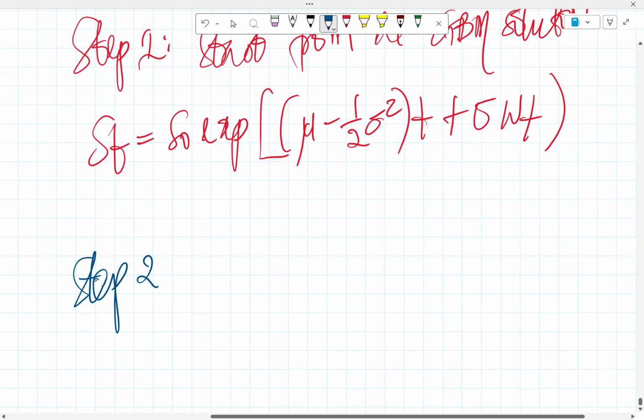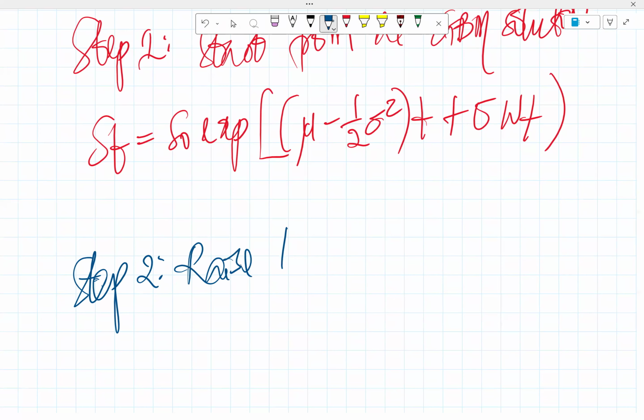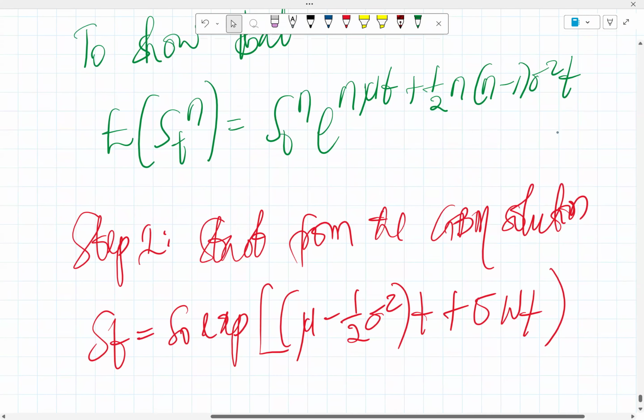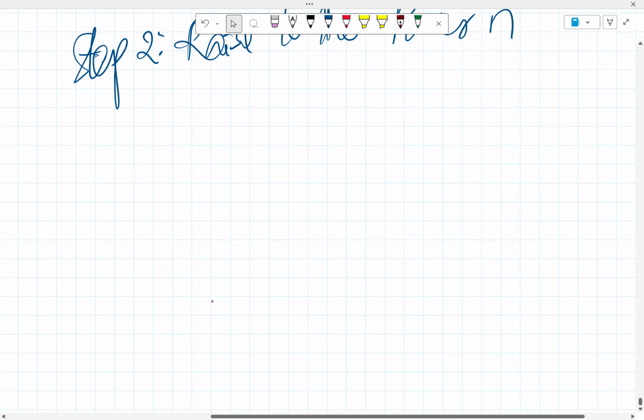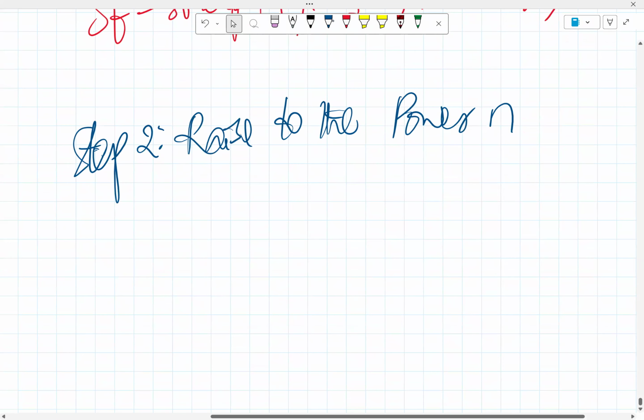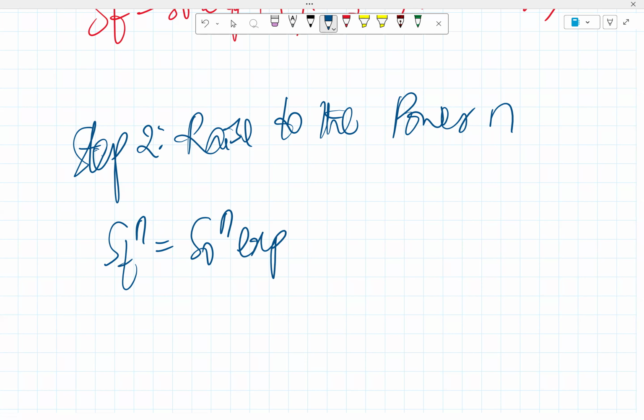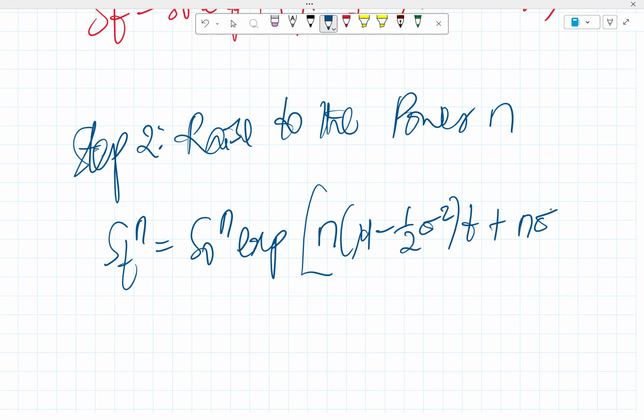In step two, we raise to the power of n. Why are we raising to power n? This is already S_t, right? But what we are looking for is the expected value of S_t raised to power n, so we have to raise that to power n. So we have S_t^n equals S_0^n, then exponent. When we raise an exponent to a power, the power just multiplies the exponent, right? So n comes in here, n times (mu minus half sigma squared) multiplied by t. Then the n also affects this, n sigma W_t.